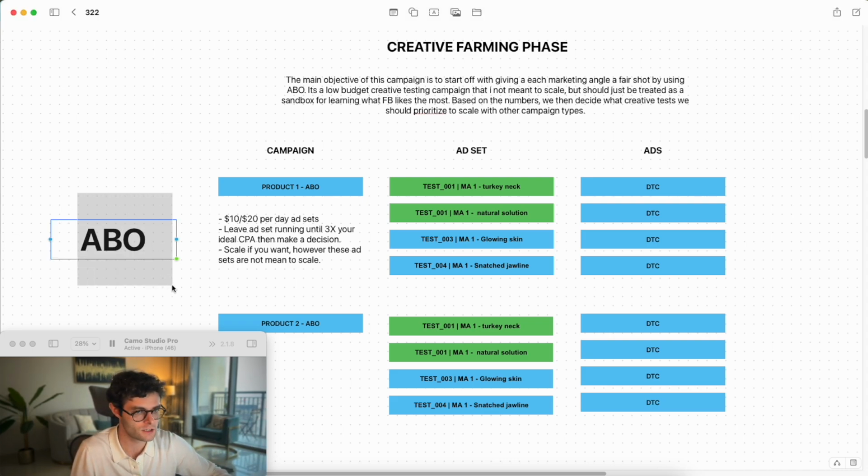It's an ABO. So with ABO, you're in control of your ad sets, meaning you can control the spend, particularly compared to other campaigns like CBO. You can be in control of how much this will spend no matter what. With CBO, you put 5 ad sets, maybe 3 don't spend at all.